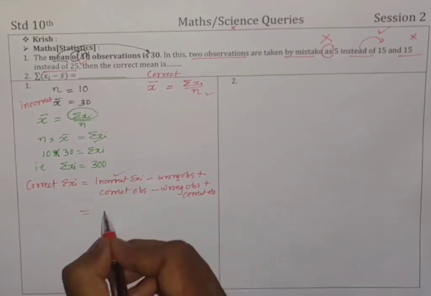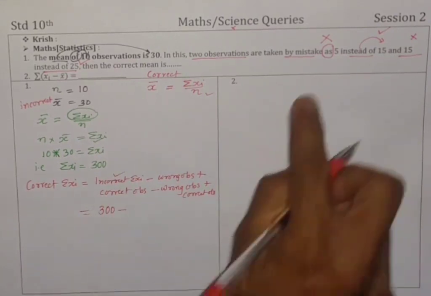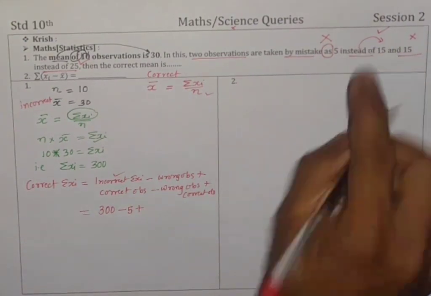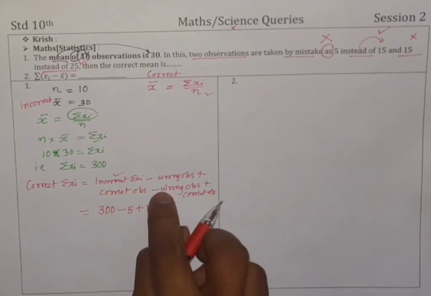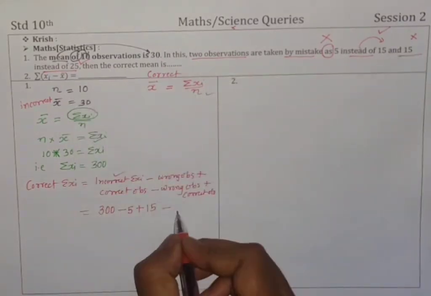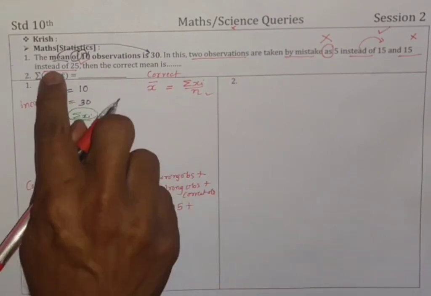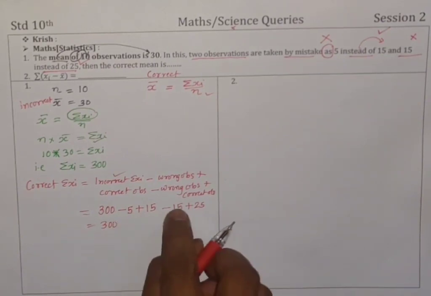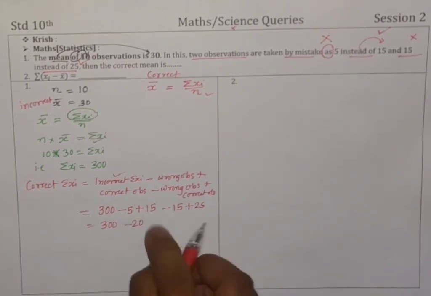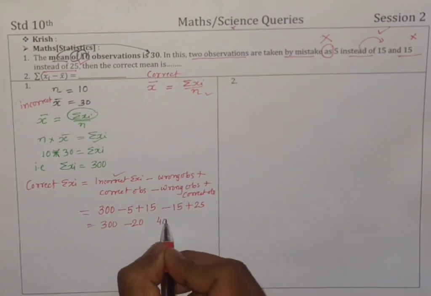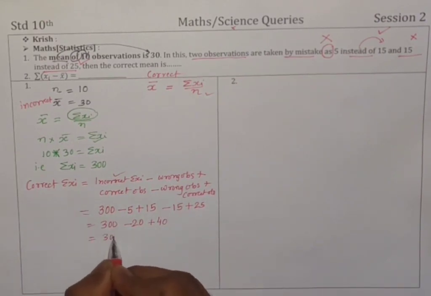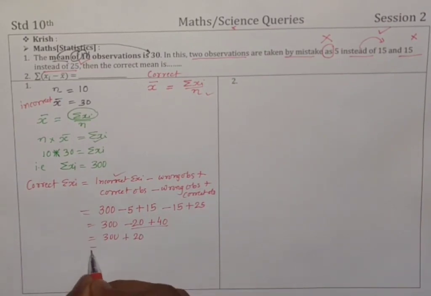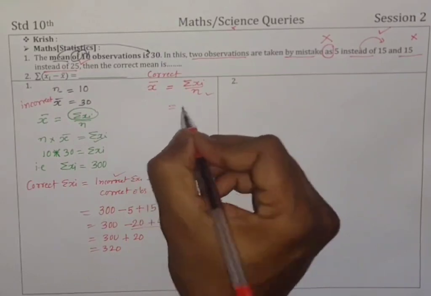Alright. Now what is incorrect sigma xi? 300 minus wrong observation. I put a cross mark. That is 5. Plus the correct one, that is 15. Once again minus wrong observation, that is 15. And I am going to add the correct one, that is 25. So you have 300 minus, total of the minuses is minus 20, plus, total of the pluses is 40, and plus sign. So this is 300. Subtract these two different signs, you get 20 and the bigger sign is positive. So that is 320. So now you get the final answer.